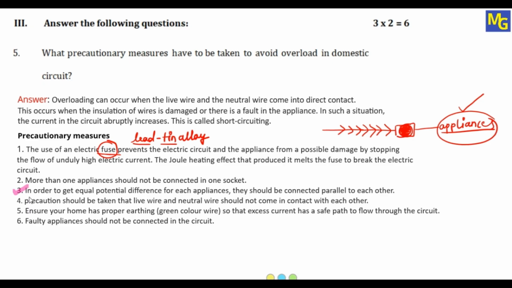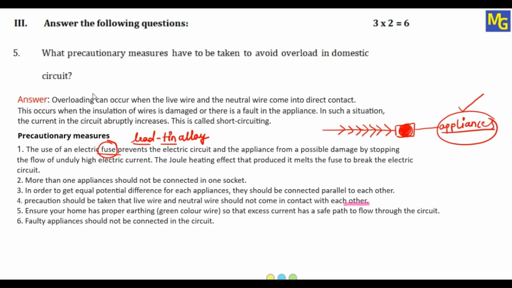Third precaution: in order to get equal potential difference for each appliance, they should be connected in parallel to each other. In a parallel connection, the potential difference allotted to every appliance will be equal. There are two types of connection, one is series and one is parallel. In parallel connection, equal potential difference will be supplied. Therefore, appliances should always be connected in parallel. Fourth precaution is that care should be taken that the live wire and neutral wire should not come in contact with each other.